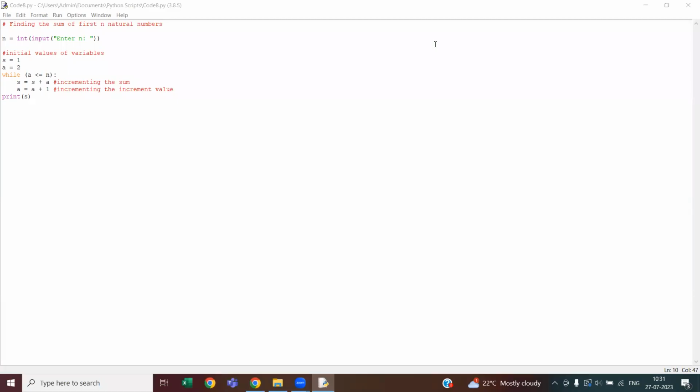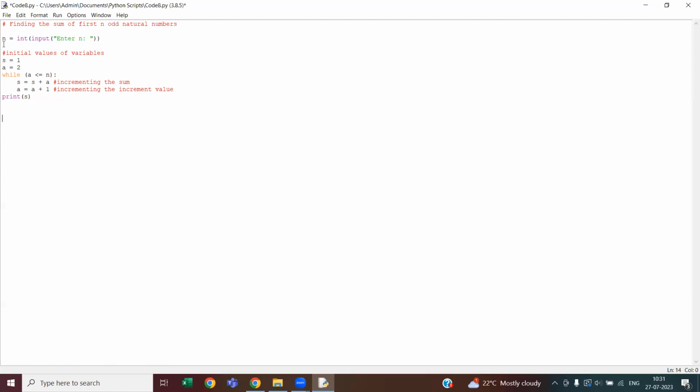In the previous video, we talked about finding the sum of the first n natural numbers using a while loop. Today, we are going to take this problem to a slightly higher level, where we are supposed to find the sum of the first n odd natural numbers. When we are talking about the first n odd natural numbers, the problem becomes slightly more complicated. Let's try to understand how.